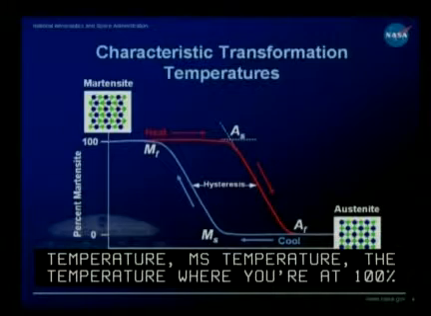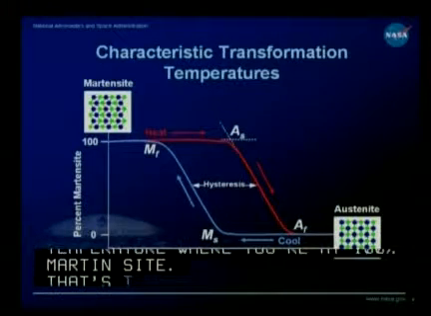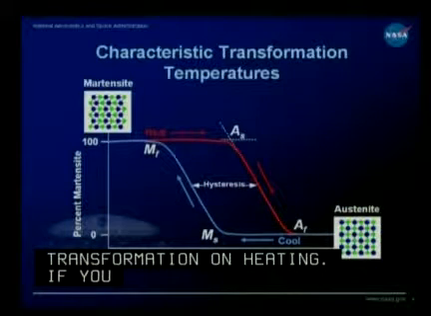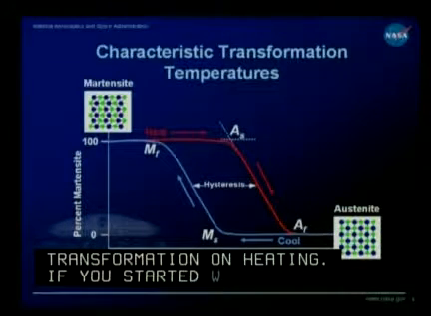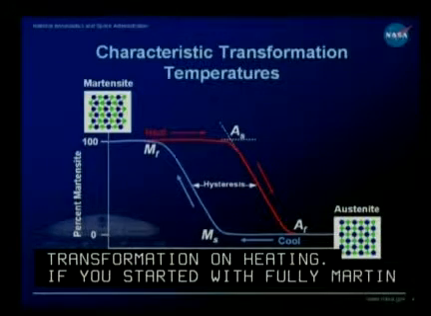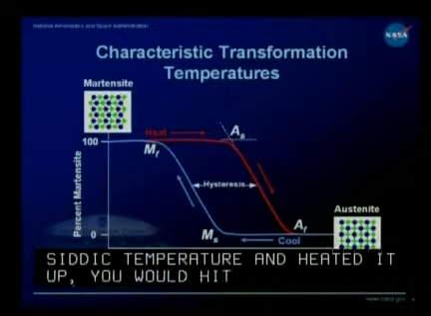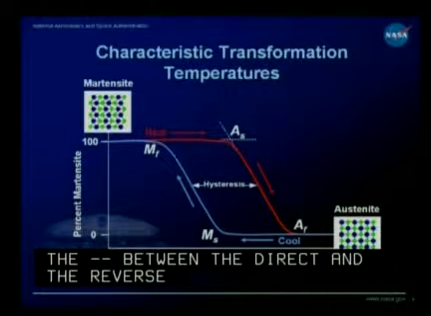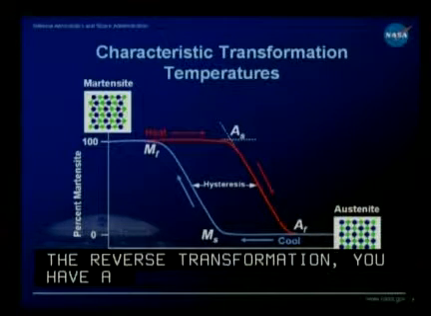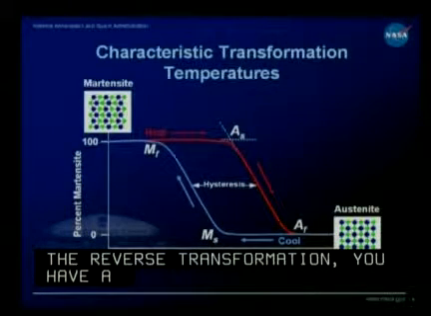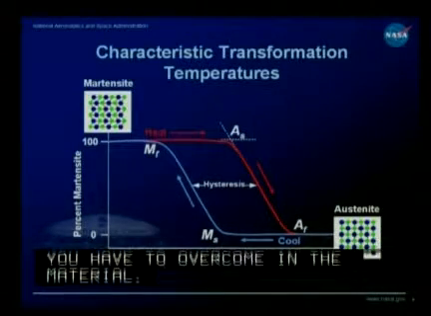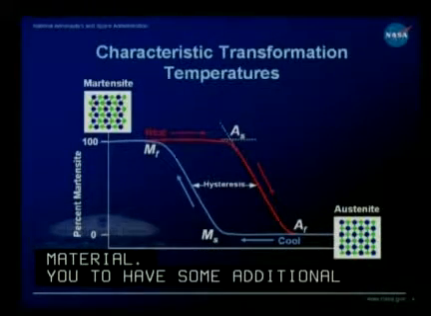The reverse transformation would be the transformation on heating. So if you started with fully martensitic material and heated it up, you would first hit the austenitic start temperature and then an austenitic finish temperature. Between the direct and the reverse transformation, you have a hysteresis, and that hysteresis is due to the fact that you do have some elastic strain that you have to overcome in the material. So you have to have some additional either undercooling or superheat depending on what direction you're going.